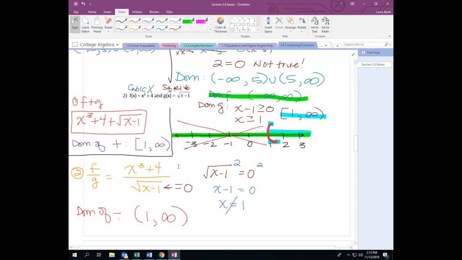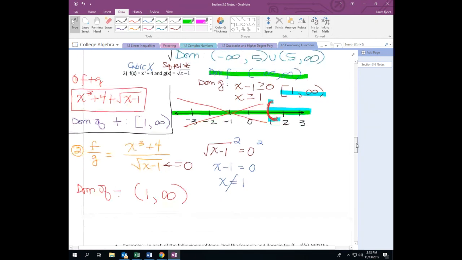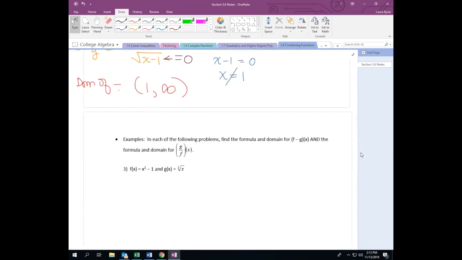In the subtraction problem, you're doing similar exercises. This time we have a quadratic and a cubic. Both of these domains are negative infinity to infinity. So the only restriction would come from when you divide by the f function. And this time it's g divided by f. So it's a little tiny bit different.